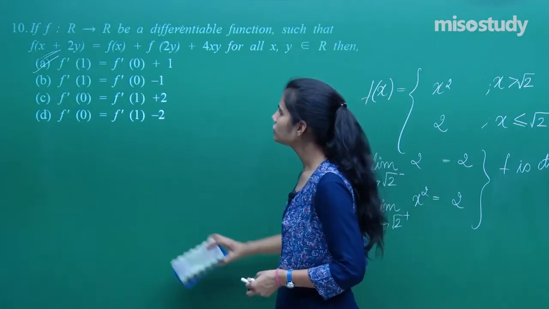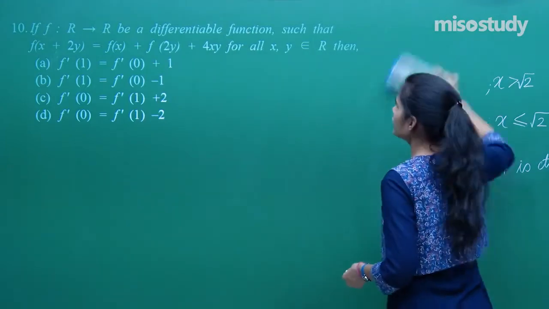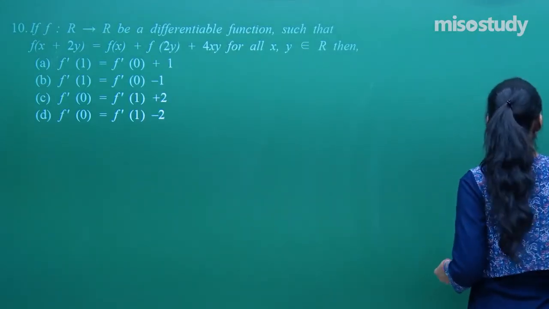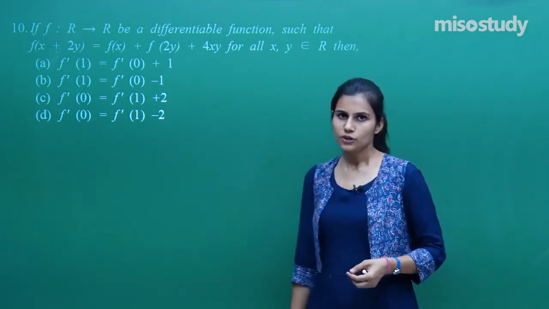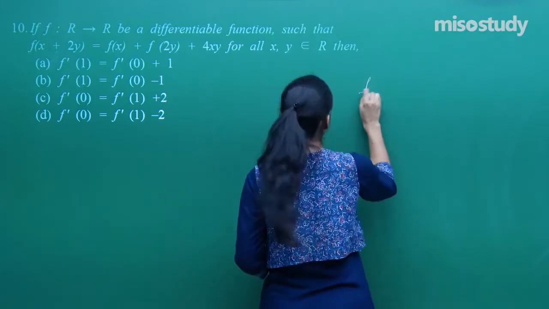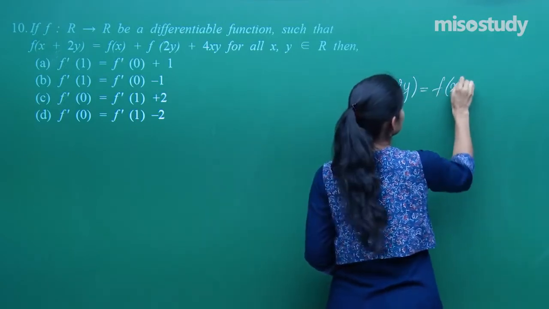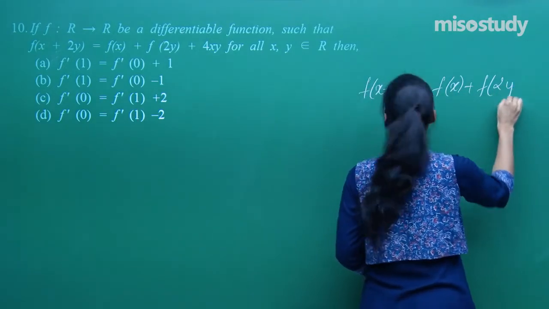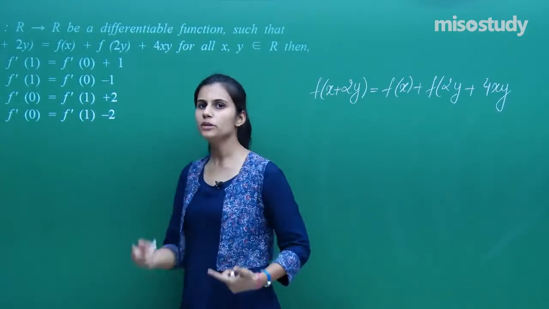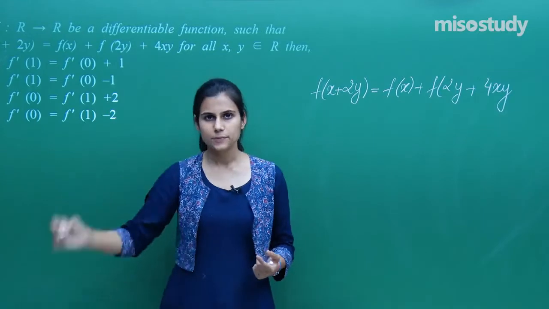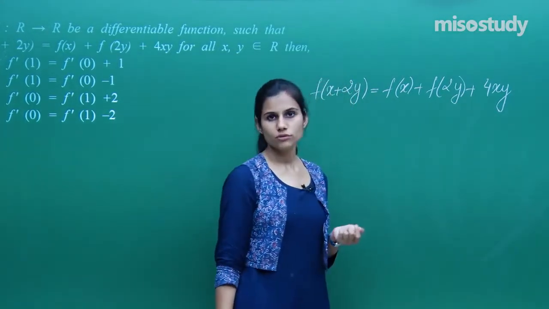We have f is a function which is given to us to be differentiable already, such that f of x plus 2y equals fx plus f of 2y plus 4xy for all x, y in the collection of all reals. So let's understand what this is trying to say. f of x plus 2y equals fx plus f of 2y plus 4xy. I need to somehow bring f dash in the picture because every option has the expression of f dash. So somehow we need to manipulate this expression to conclude things about f dash.